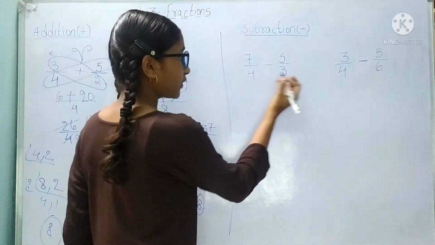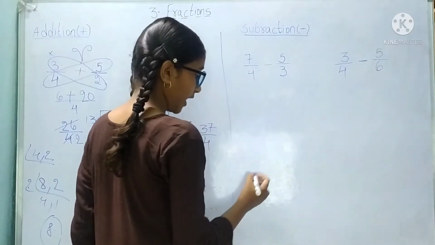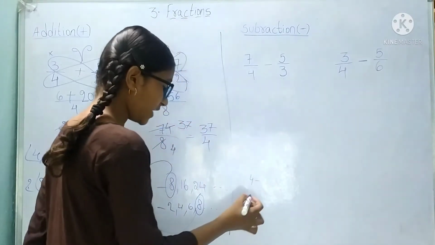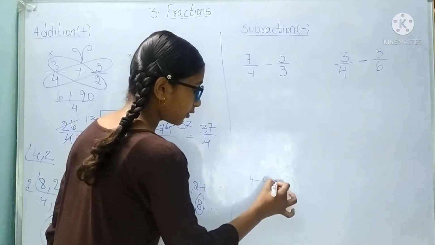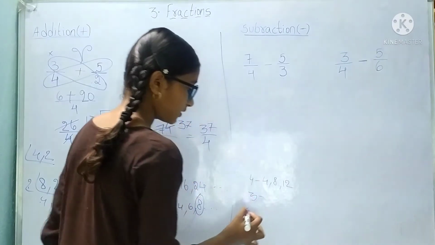So here 4 and 3. So for 4 and 3 we have multiples, right? 4, 4 2s are 8, 4 3s are 12, and the multiples of 3.